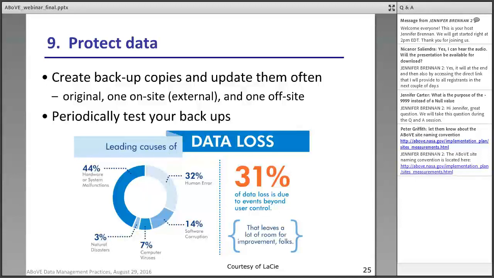Now, the hard drive manufacturer, LaCie, estimates that up to 1/3 of data loss is due to events beyond your control, things like natural disasters, software corruption, or sometimes computer viruses or hackers. But that 31% leaves a lot of room for improvement in just preventing user error or human error. So besides backing up copies, it's important to make sure that everyone realizes and is aware of the need to prevent human error in losing data.